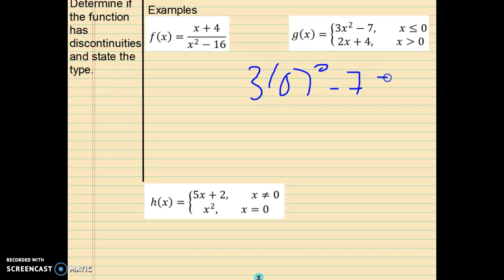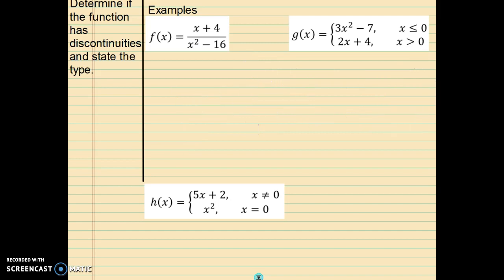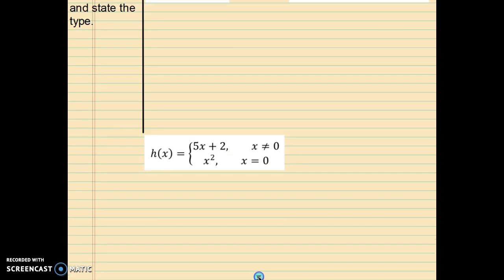into each piece. So on the top we're going to get 0 squared times 3 minus 7. That is -7. And on the bottom, we're going to get 4. See how these are not equal? Since they are not equal, that tells me that we have a jump. Okay, that's a jump. Again, we've kind of seen these before, so they shouldn't feel too new, kind of like a review.